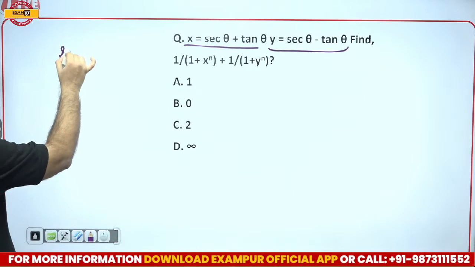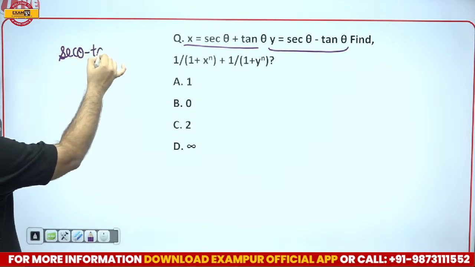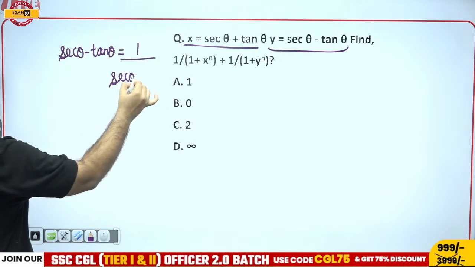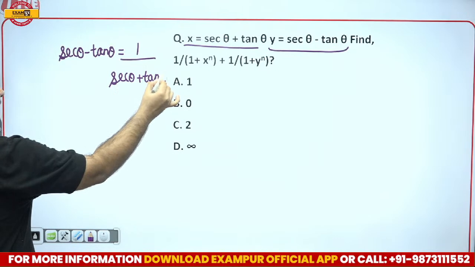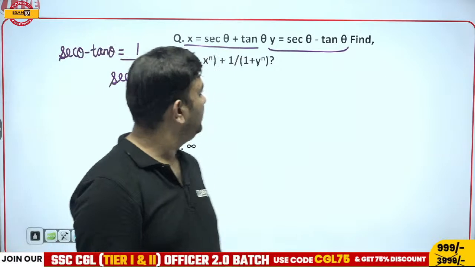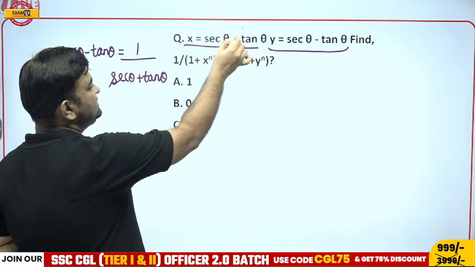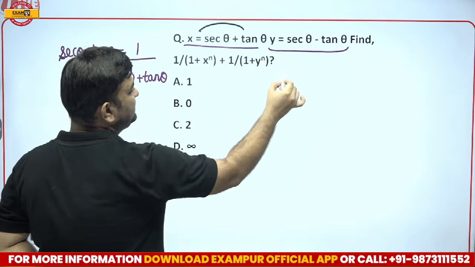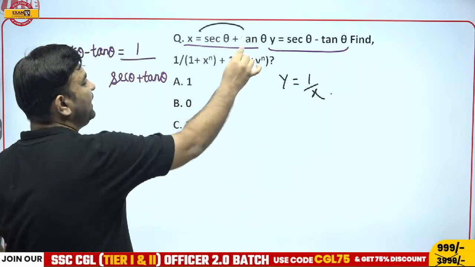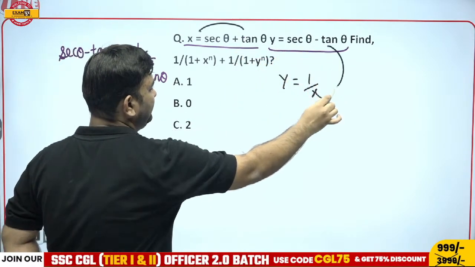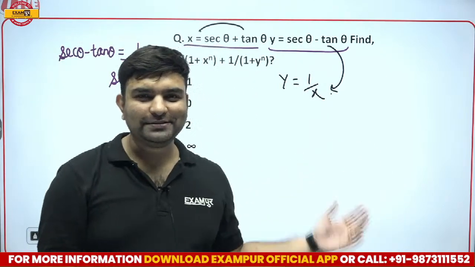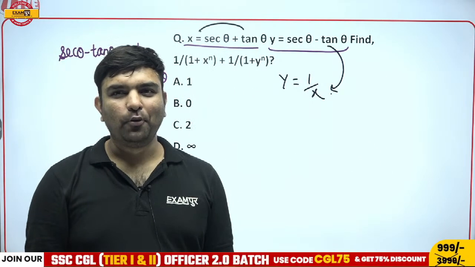I might have told you infinitely many times in the previous class that sec theta minus tan theta and sec theta plus tan theta are inverse of each other. So if sec theta plus tan theta is x, then sec theta minus tan theta I can write as 1 upon x. So 1 upon x is equal to y.